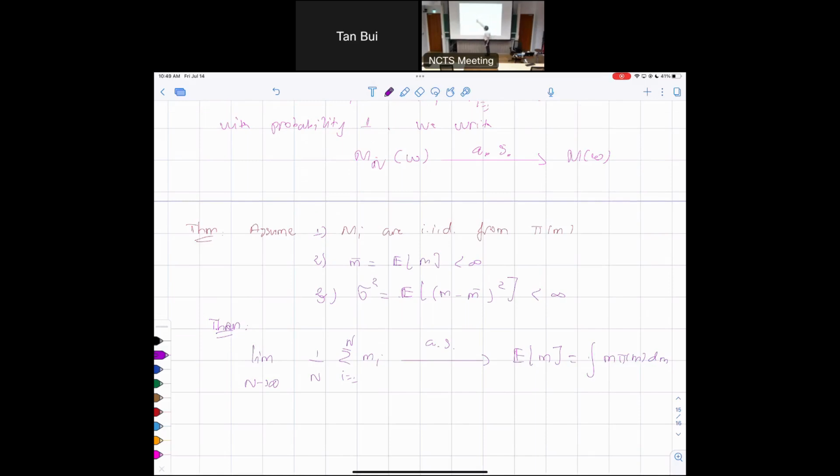whose average, or the first moment, and the second moment, are actually finite. That is all we need. Then we know that the usual average that we know from elementary school converges to the mean almost surely. Okay, so that is our law of large numbers.